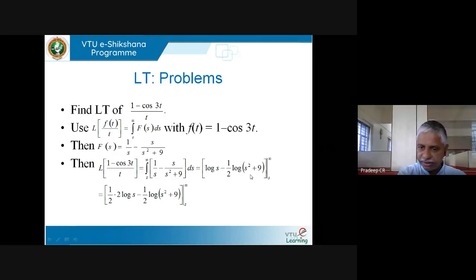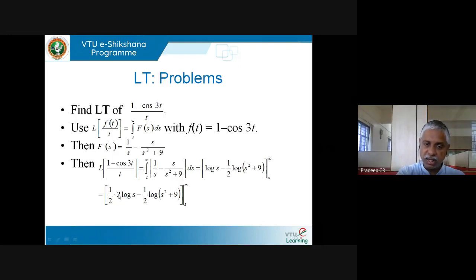So how to evaluate this? This is basically an algebra problem. Not even calculus, it's an algebra problem. So log s minus half log of s squared plus 9. Somehow I want to put these two together. Log a minus log b is log a by b. I want to put them together like that. So what I will do, I'll write log s as half into 2 log s. Why do I do this? Then I can take this 2 up here and call it half log s square.